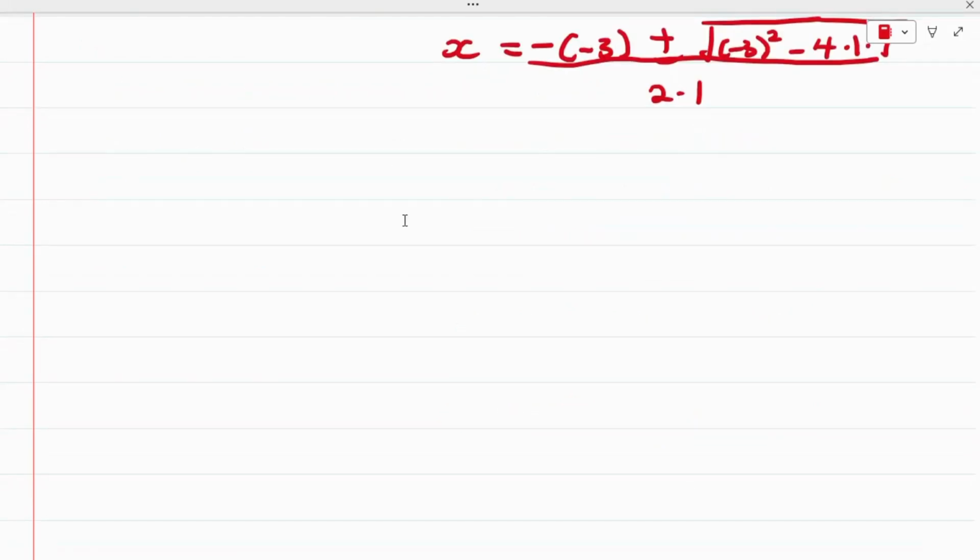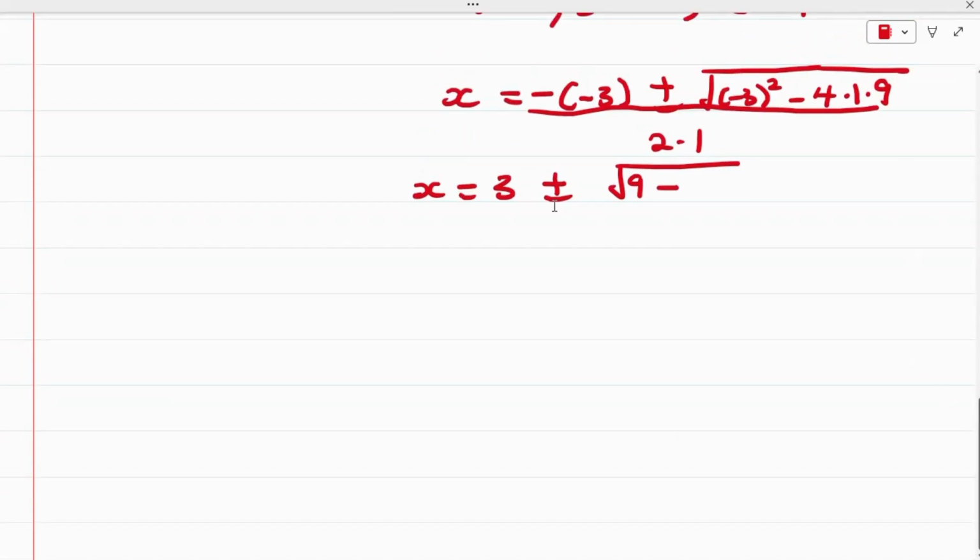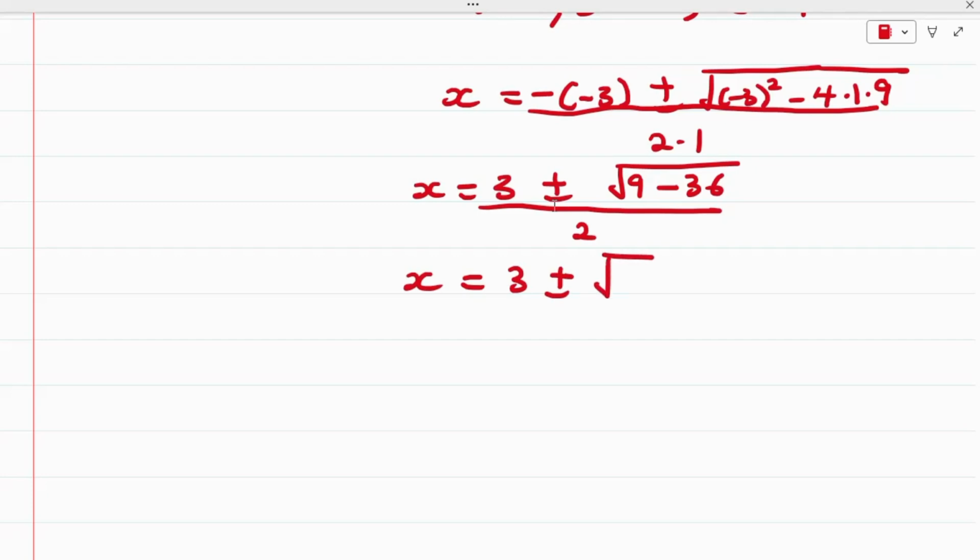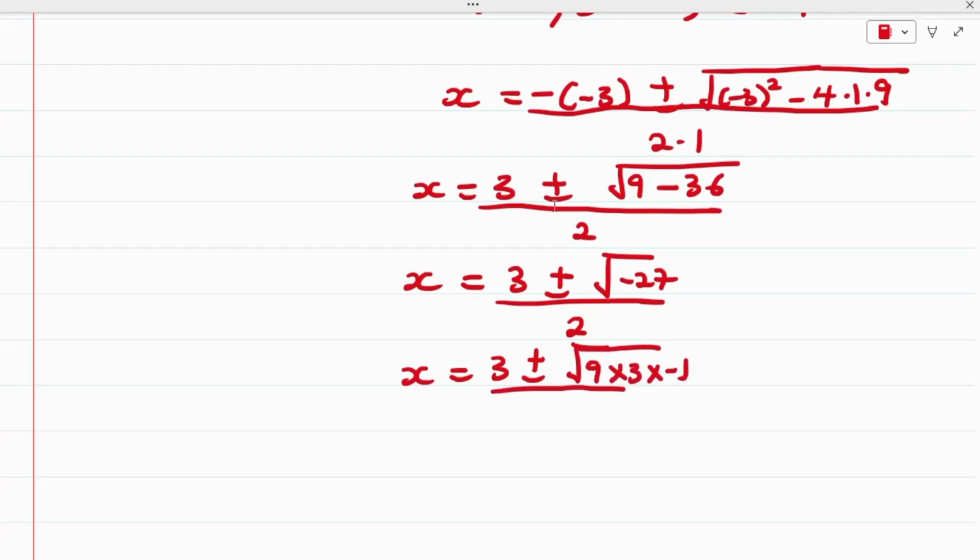Alright, so from here we have that x is equal to minus multiplied by minus is plus, so we have 3 plus or minus the square root of minus 3 squared is 9 minus 4 multiplied by 1 multiplied by 9, and this is going to give us 36, all over 2 multiplied by 1 is 2. So we have x is equal to 3 plus or minus the square root of 9 minus 36, which is going to give us minus 27, over 2. So x is equal to 3 plus or minus, now the root of 27 can be expressed as 9 times 3 times minus 1, over 2.